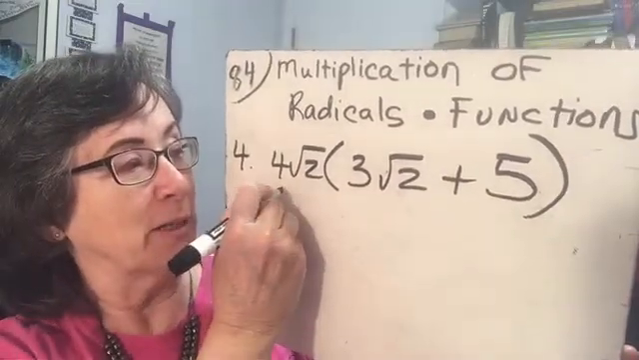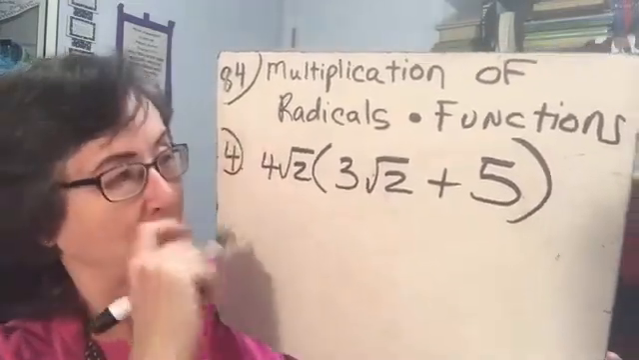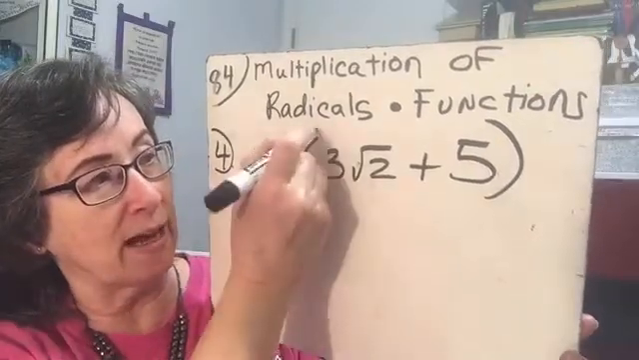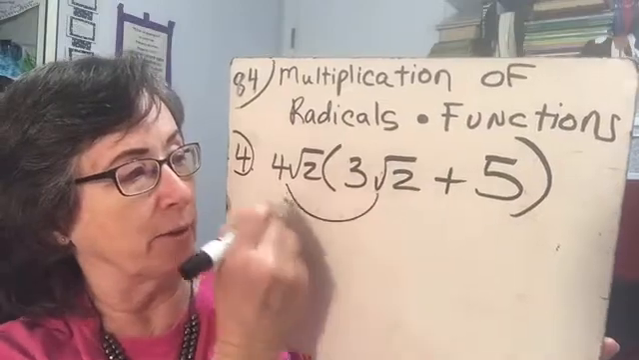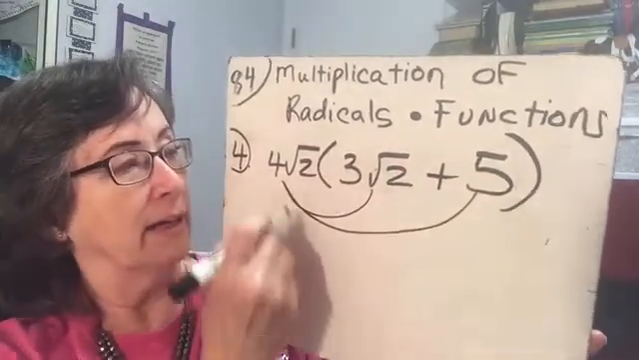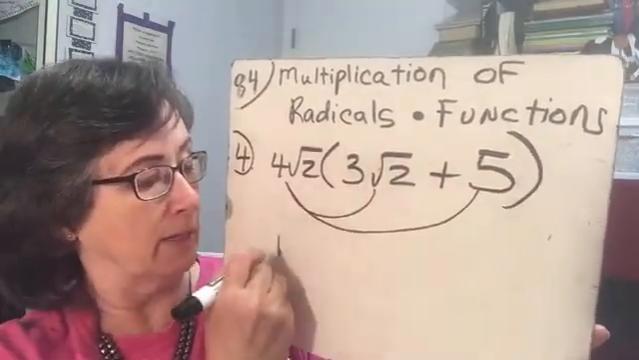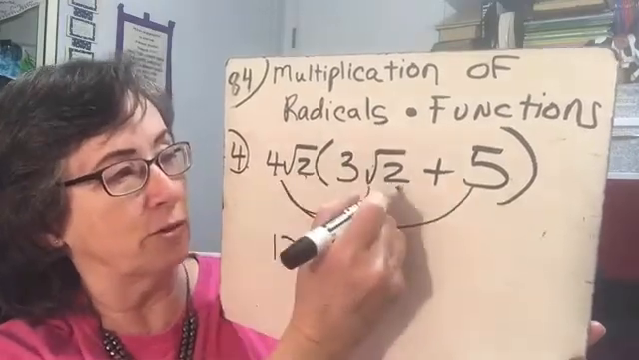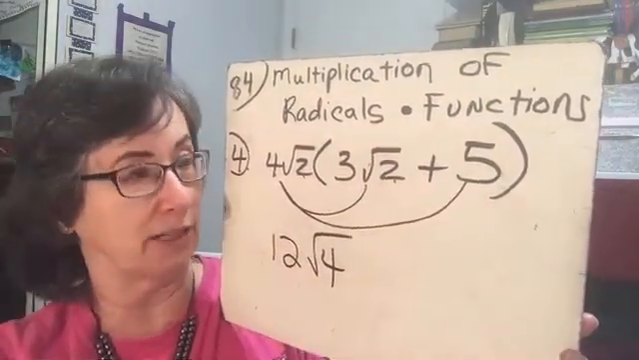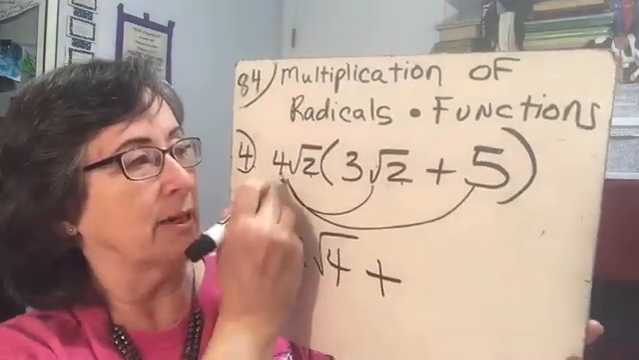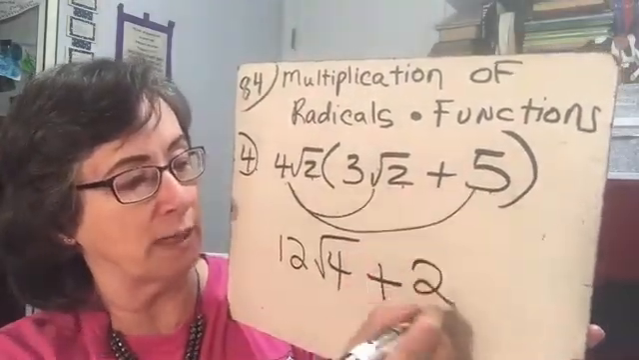We're going to multiply, this is example 4. We're going to multiply 4 square root of 2 times this parenthesis. So we're going to distribute here and then here. Now 4 times 3 is 12. Square root of 2 times square root of 2 is square root of 4, which we know is about to simplify to 2. Plus 4 times 5 is 20.